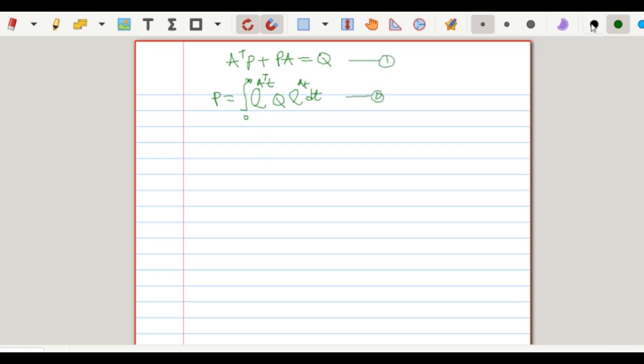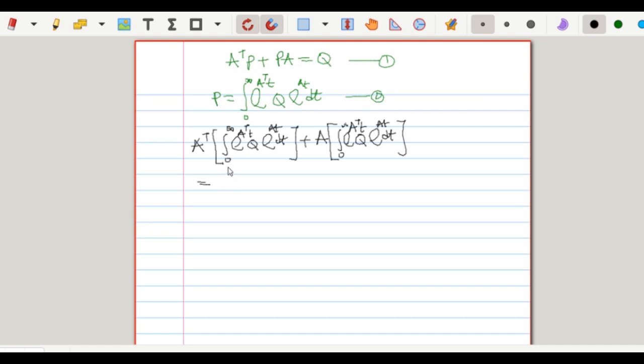Let's call this equation 2. So substituting equation 2 into equation 1, we are going to have A transpose into the integral from 0 to infinity, that is the value of P, exponential A transpose T Q exponential AT dt, plus A into the integral from 0 to infinity of exponential A transpose T Q exponential AT dt. So this is what we have. Let's solve this further.